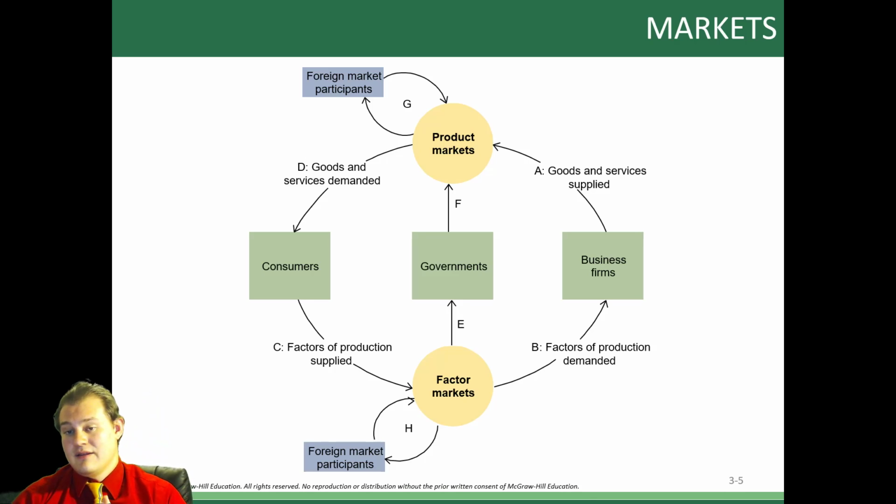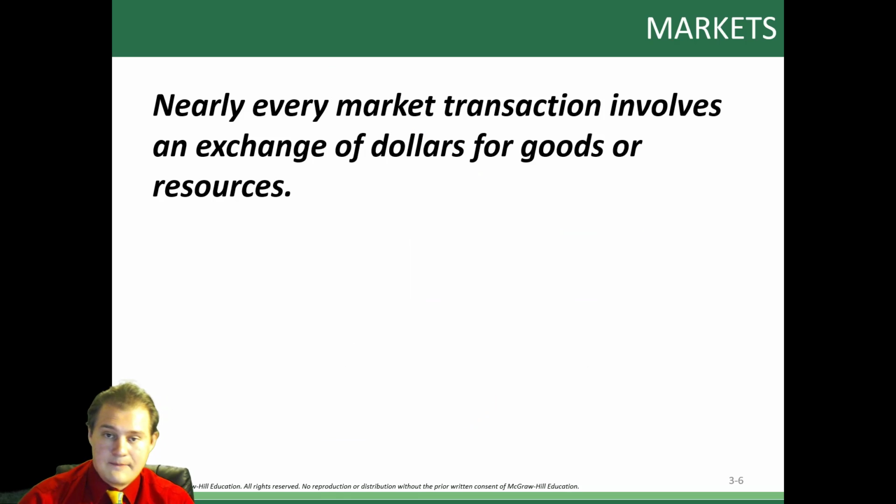In between all of this, between the product and the factor markets, we have the governments. The government goes through and checks to see how things are going, and they're regulating this whole entity. Nearly every market transaction involves an exchange of dollars for goods or services.